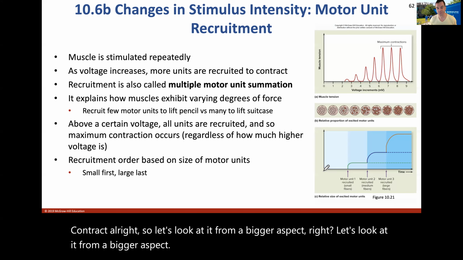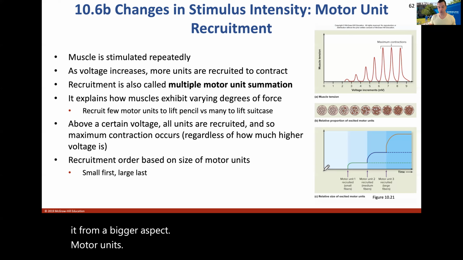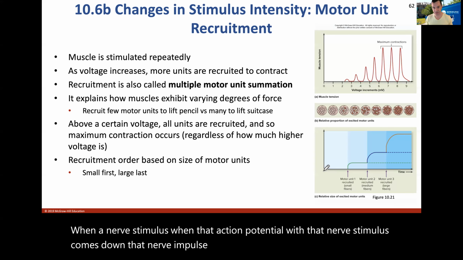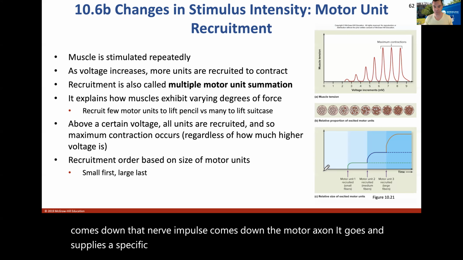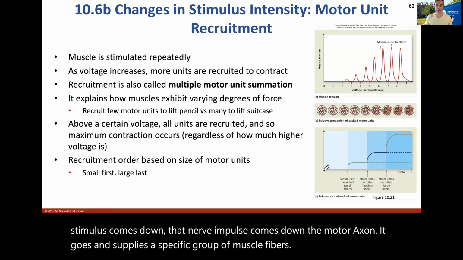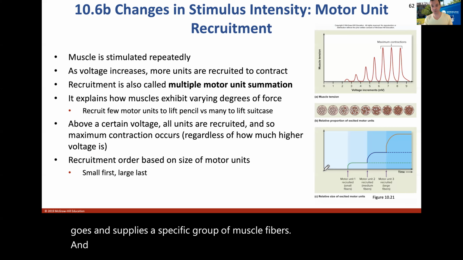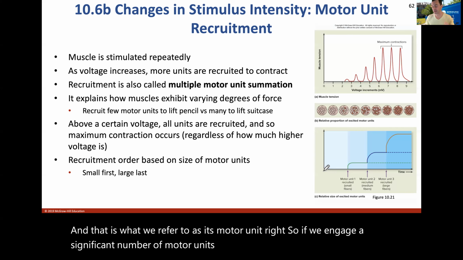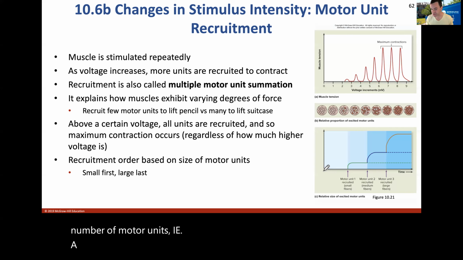Motor units. When a nerve stimulus, when that action potential comes down the motor axon, it goes and supplies a specific group of muscle fibers. And that is what we refer to as its motor unit. Right? So if we engage a significant number of motor units, i.e., a significant amount of muscle fibers, the muscle is going to contract.